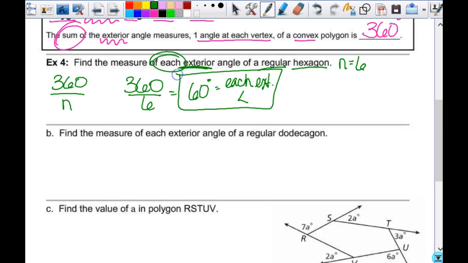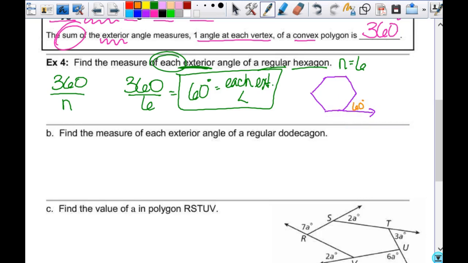Now, I want you to think about this. I'm going to draw a hexagon. You're going to have to pretend like it's regular because it's not going to look regular. It's really not. I started off okay, but then it went downhill. But that's okay. So what we have found here is that each one of the exterior angles is 60 degrees, right? Okay.